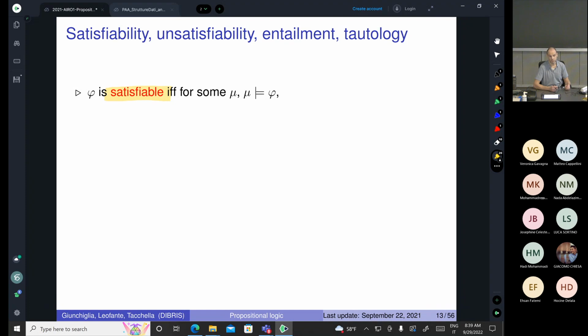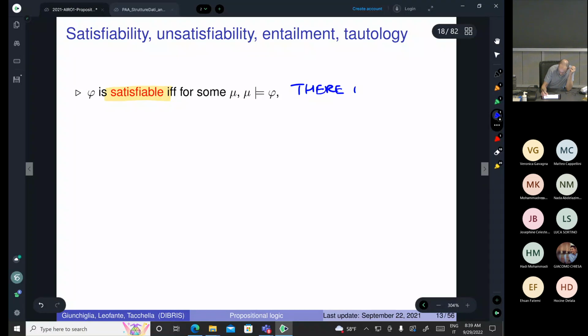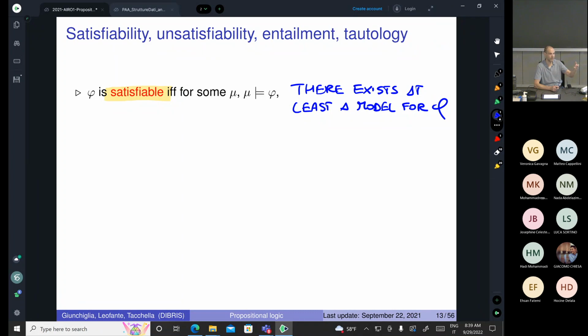So what does it mean for a formula to be satisfiable? A formula is satisfiable if it has at least one model. There exists at least a model for phi. It doesn't matter whether there is more than one; the important thing is that it's non-zero. So there is at least one model that satisfies the formula. For instance, all the basic formulas, those made with the connectors, are trivially satisfiable.